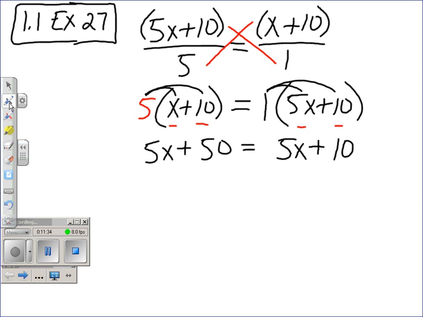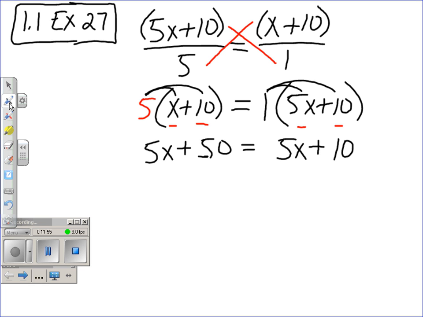There's not going to be any number that'll work in that because my 5x's match up, but look at this, my 50 and my 10, that's what throws a wrench in everything. Since one side's adding 50 and one side's adding 10, there's no possible number that you can put in there that's going to work. Now let's say you didn't recognize that right away and you continued trying to solve this.